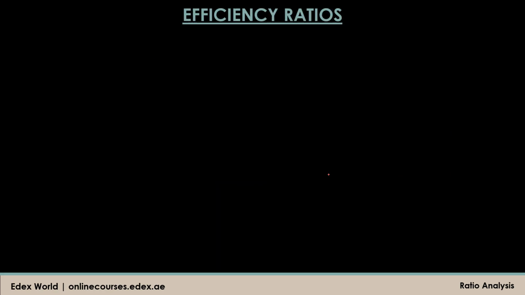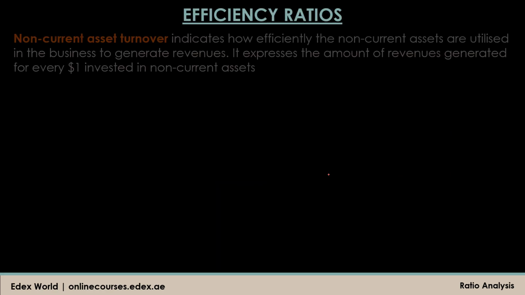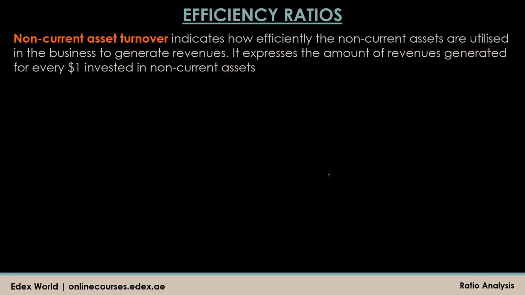Going ahead with the efficiency ratios, the other efficiency ratios in the syllabus. First one is non-current asset turnover. That indicates the efficiency with which the non-current assets of the business are being used to generate revenues. You buy non-current assets to obviously maximize your revenues, to ensure that you can sell more products, provide more services, and ultimately increase your revenues.